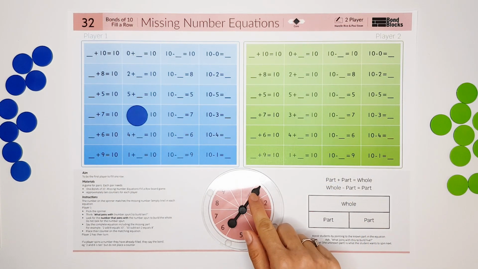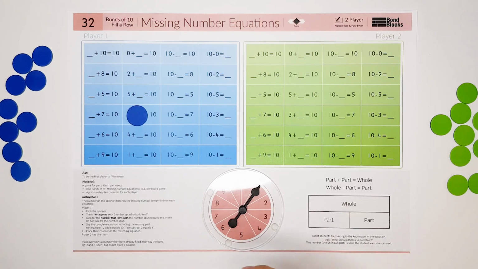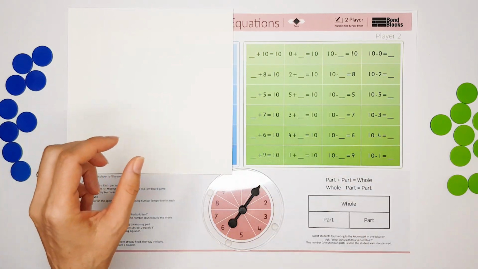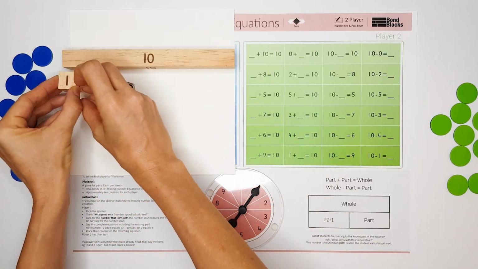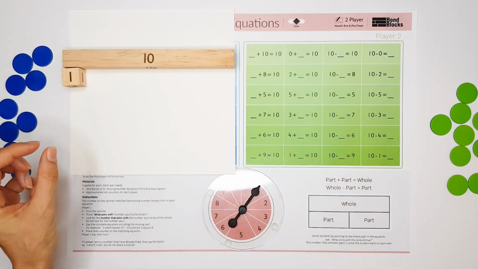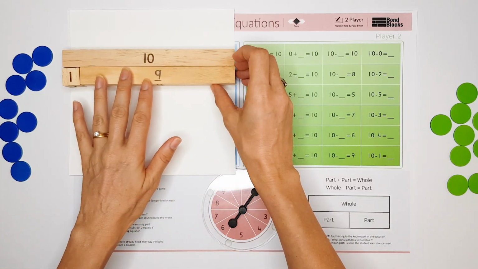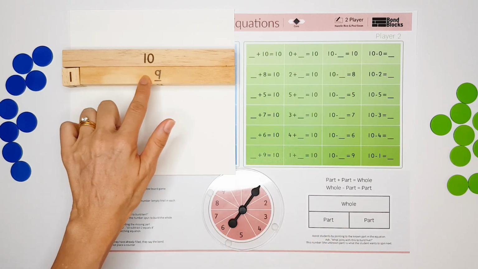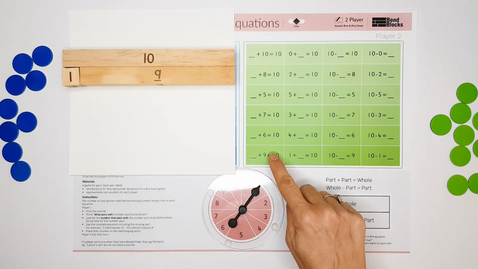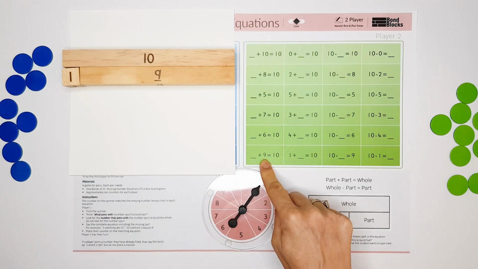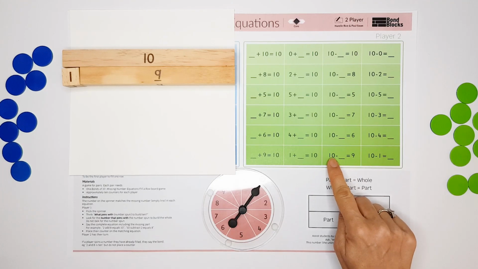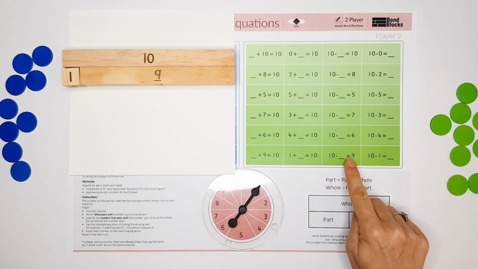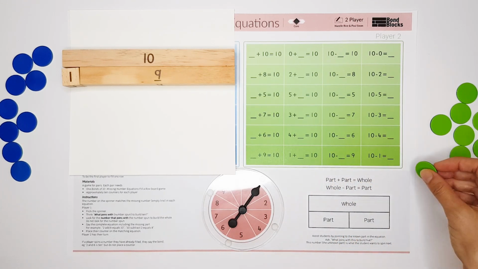When they spin, they have spun a 1. So again, they are going to be looking for an equation. They know the 10 is the whole. They've spun the part of 1, so they need to look for the equation that has a whole of 10 and a part of 9. We could place it in the addition equation here or the subtraction equation here. I'm going to place it here, and I say 10 subtract 1 equals 9 and place my counter.